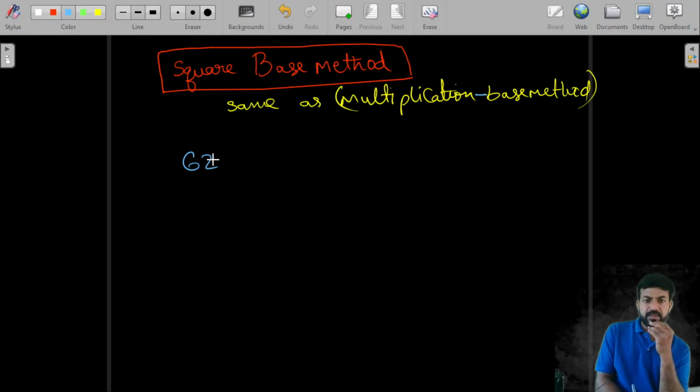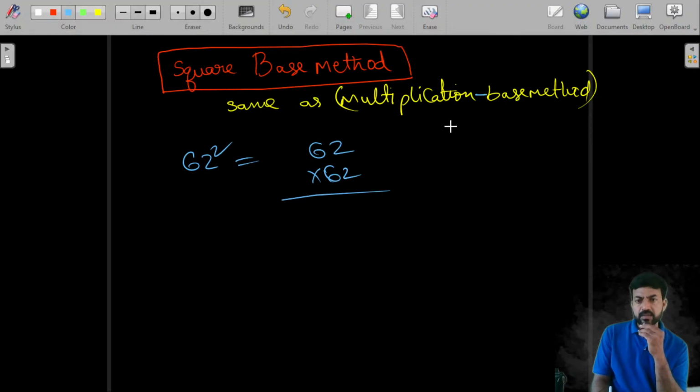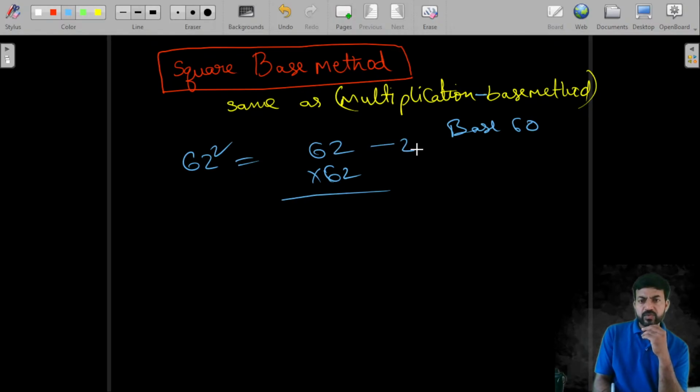For example, 62 square. Same as the multiplication base method, that is 62 into 62. Both are nearest to the base 60. So this is 2 more than base, and this is also 2 more than base. So complete this and tell me the answer.